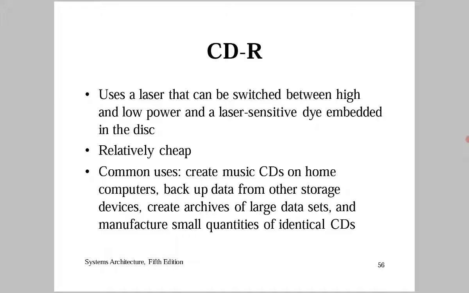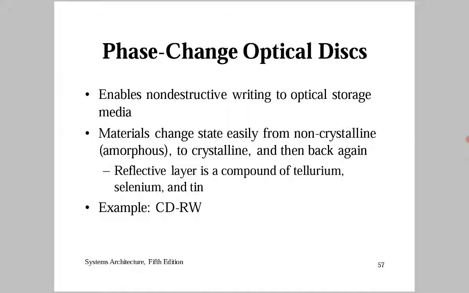Generally these are used to create music CDs or audio CDs on home computers, to take backup of data from other storages, to archive large data sets, and to manufacture small quantities of identical CDs. So, phase change optical discs.